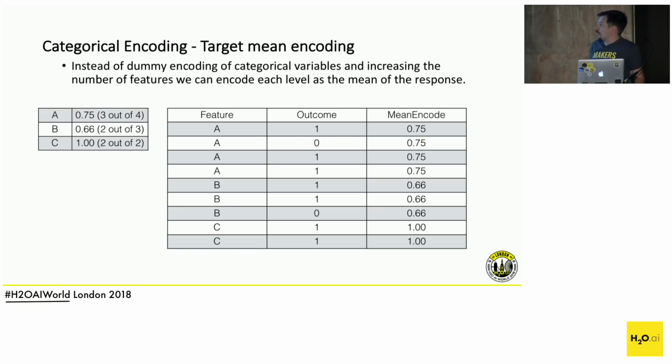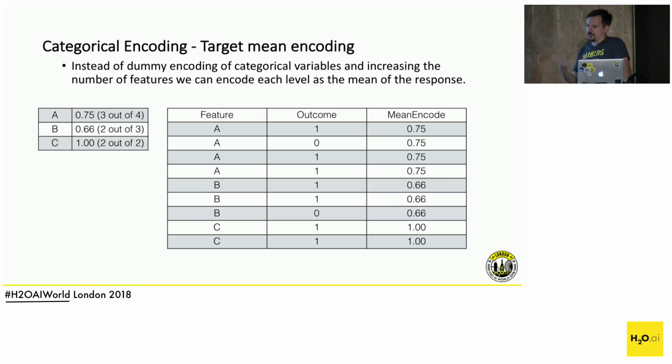Another extremely powerful approach, but you have to be very careful implementing it, is target mean encoding. The idea is again quite simple. You just replace your category levels with the calculated mean of the target. In our case, with a binary outcome, you just replace it with these numbers. But I have to draw your attention to the fact that, say, for level C, we have only two examples. That's not a statistically significant sample. We cannot rely on this estimated mean because we have only positive examples, just two.